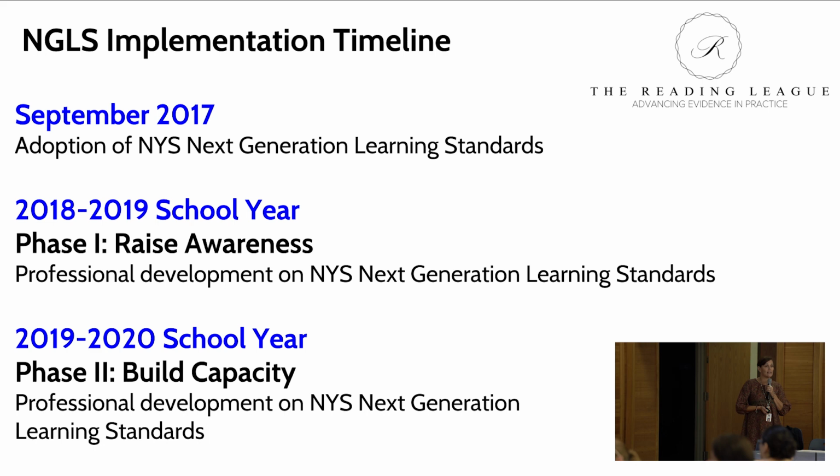So then we get into the 19-20 school year. This is phase 2. This is when you build capacity. When you start implementing what you've learned about the Next Generation Learning Standards, what you've learned about the approach to literacy instruction, and you start looking at what you have in place, whether it's a core program, whether it's instructional practices. What is it that you have in place? And looking at really truly honing and saying, do our practices align with the Next Generation Learning Standards?